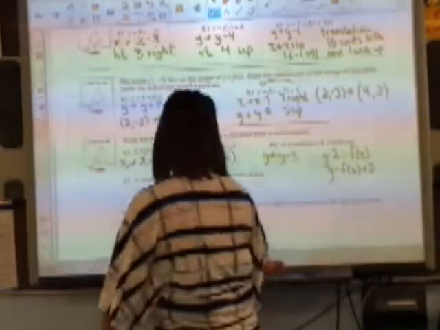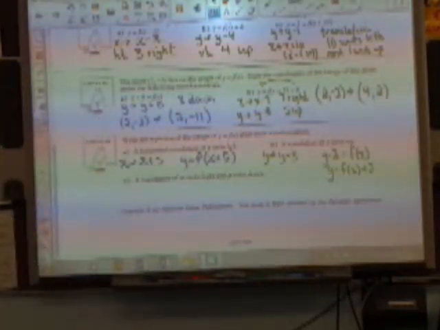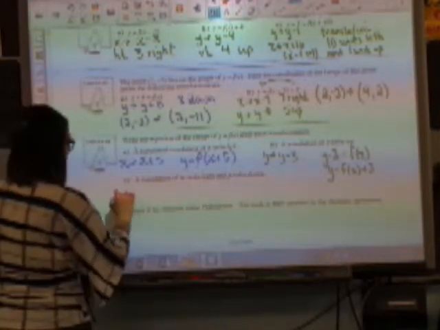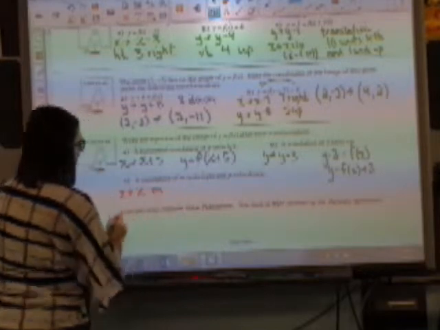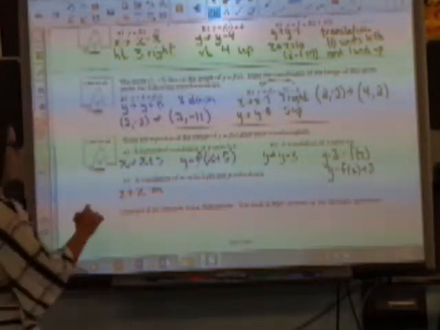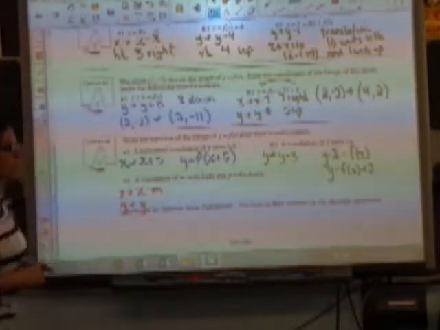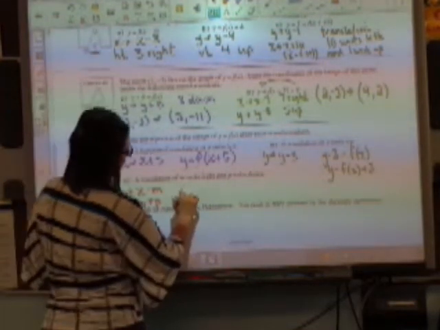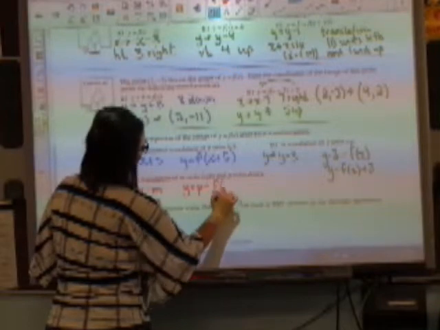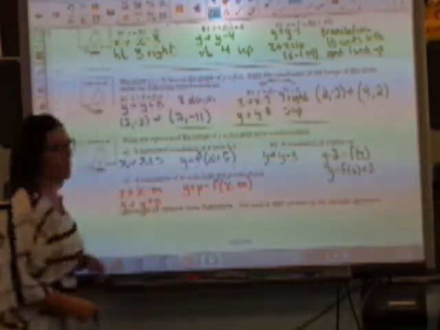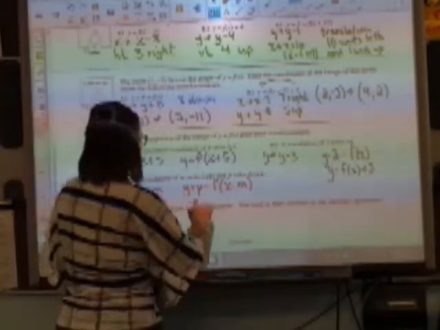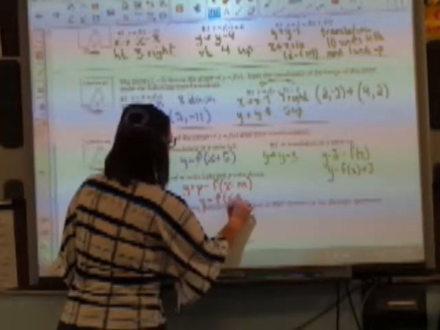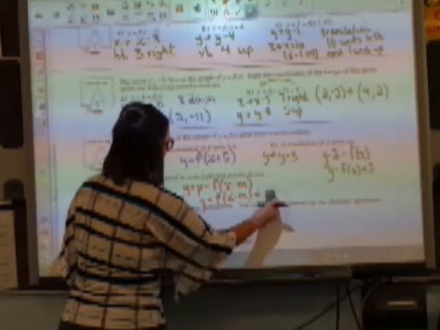A translation of m units to the right and p units down. So what's my replacement in order to go m units to the right? X minus m. So x to an x minus m. And then p units down as a replacement on y. What will I replace y with? Y plus p, because I'm going down. So then I would have y plus p equals f of x minus m. And then I can move the p to the other side. Y equals f of x minus m, minus p.